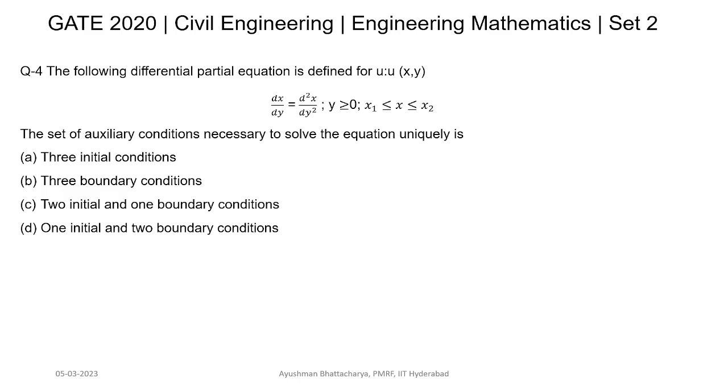The second option is three boundary conditions. The third option is two initial and one boundary condition. And the last option is one initial and two boundary conditions. Okay. So basically, first understand the form of a second order partial differential equation.